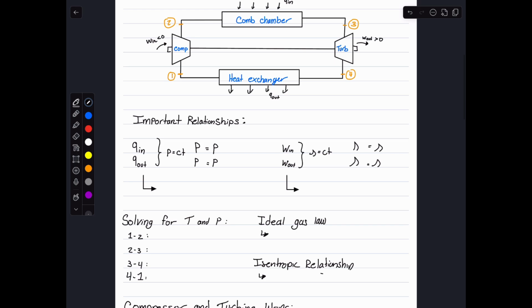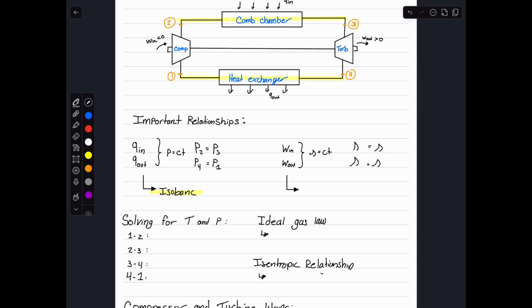It's important to note that for the combustion chamber Q in and heat exchanger Q out, the pressure is always constant. So this means that the pressure at point 2 is always equal to the pressure at point 3, and the pressure at point 4 is always equal to the pressure at point 1. We know that this is known as an isobaric relationship, and I will highlight the isobaric parts in yellow so that we remember.